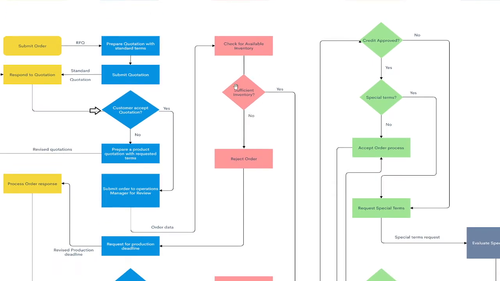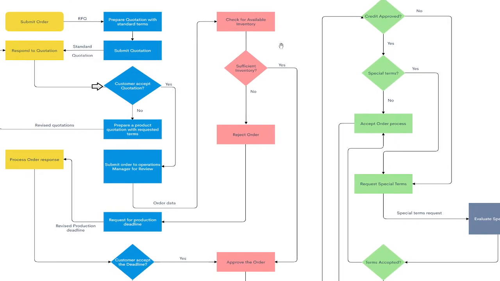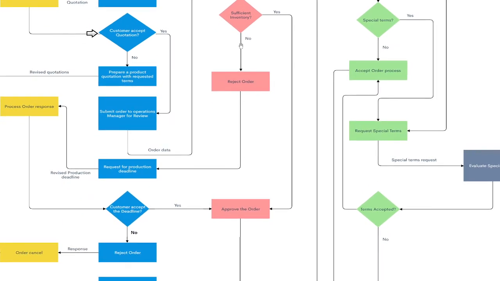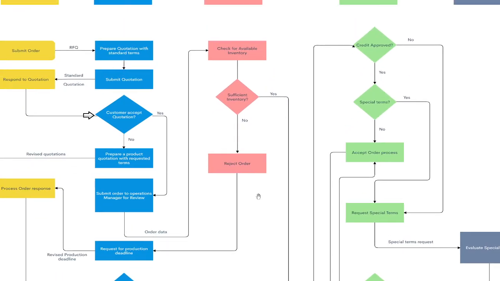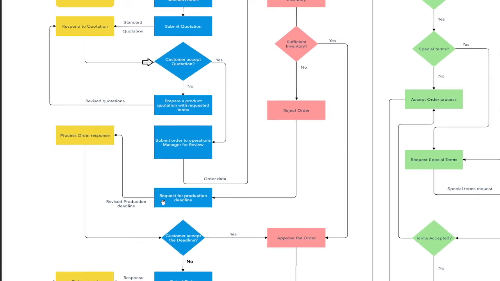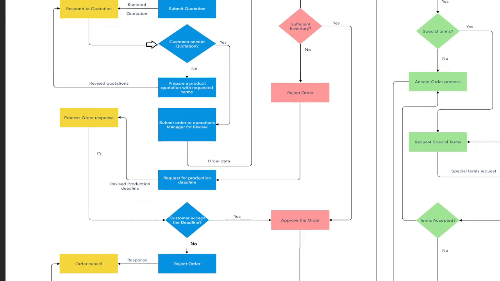And inside that inventory, is it sufficient or not? If the products are sufficient for operations, we will approve the order. But if not, the Department of Operations will reject the order and send it back to the sales department for them to request a production deadline. And the revised production deadline will be sent back to the customer for the order response.